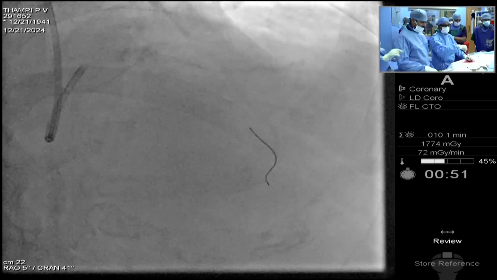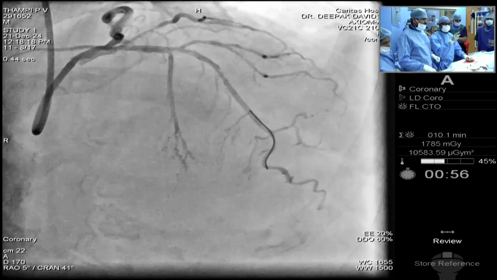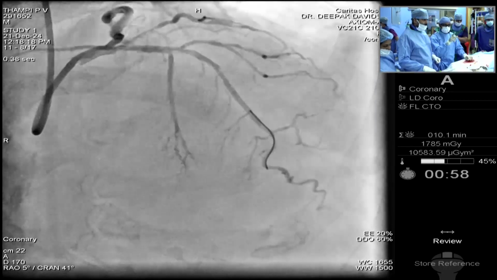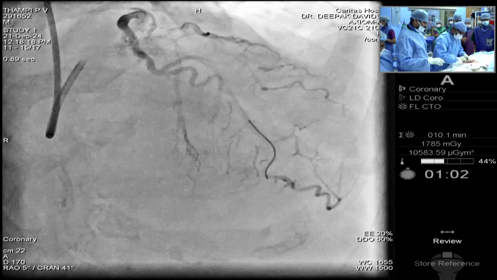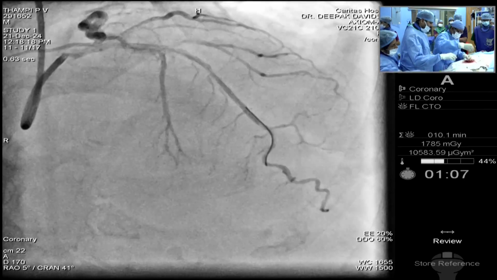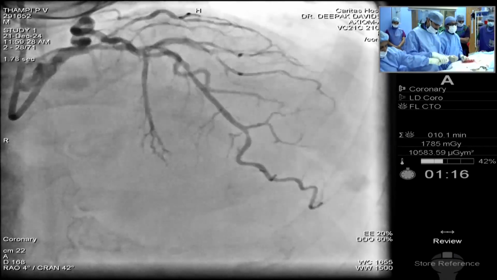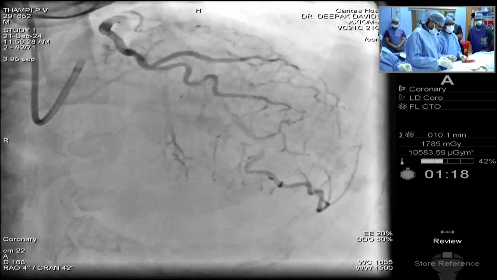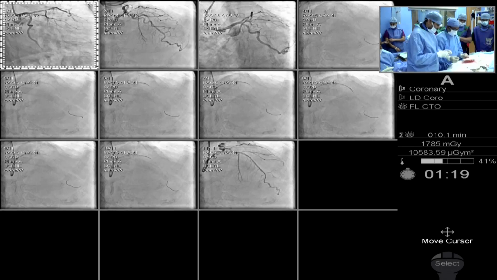Okay, flow is good. Flow is good. You can see that there is a significant luminal gain over there. Even angiographically, it's very clearly seen. Now we'll take this out. Okay, now give us the microcatheter. Microcatheter, then the workhorse wire, then the OCT catheter.